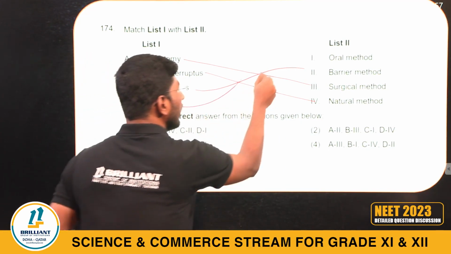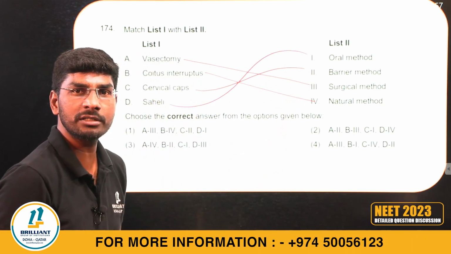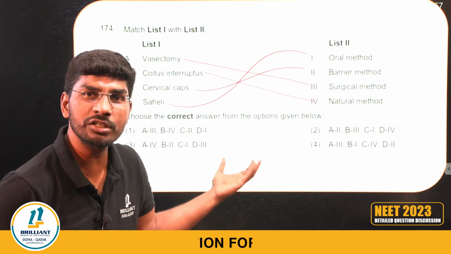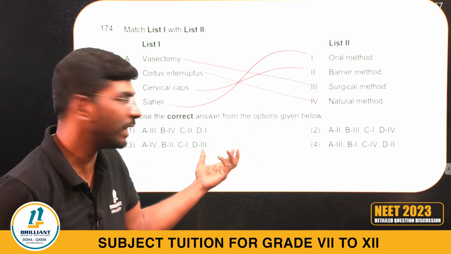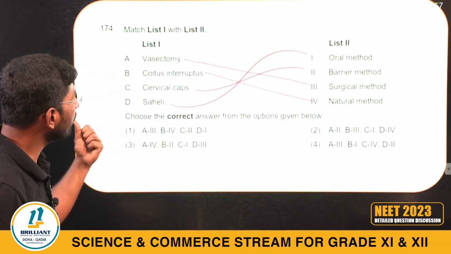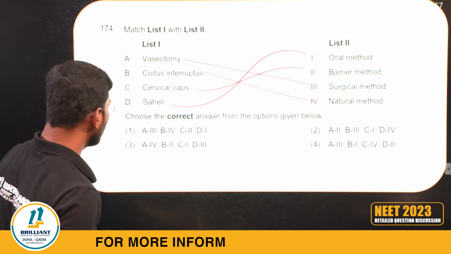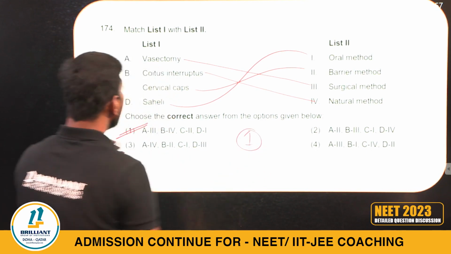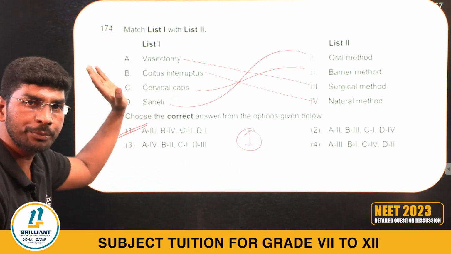Saheli. Saheli is an oral contraceptive, taken weekly once. Central Drug Research Institute, Lucknow developed this one. Non-steroidal, we discussed this one. So the right answer is 3421. Where is 3421? Option 1.